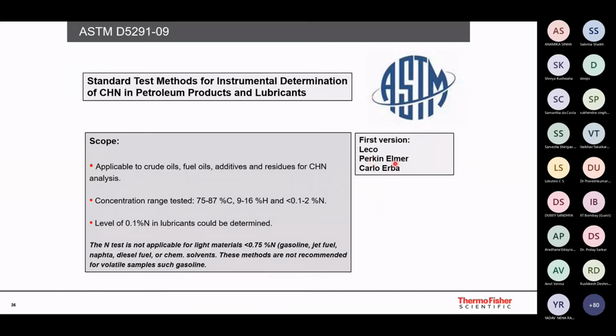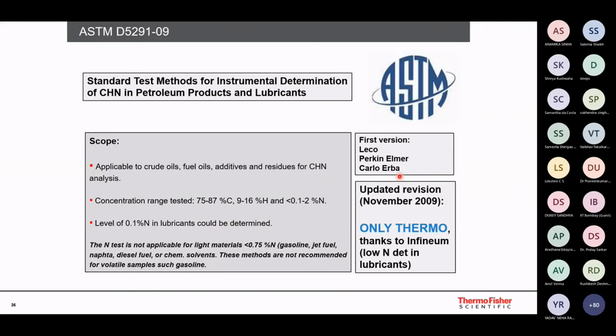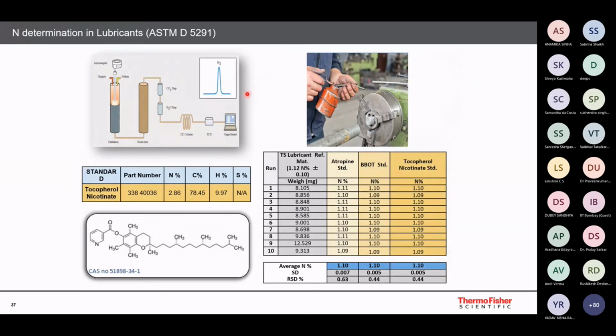Already if you see, there are LECO, PerkinElmer and Carlo Erba. Carlo Erba is nothing but today's Thermo Fisher instrument. So oil samples also you can easily analyze for carbon, hydrogen and nitrogen through our instrument, that is the FlashSmart. With Thermo, you can find out the nitrogen also in lubricant oil through the 5291 instrument method. Carbon, hydrogen, nitrogen, as well as sulfur also, no doubt about that.